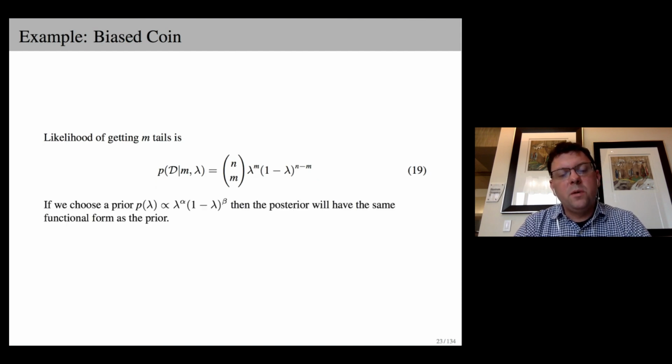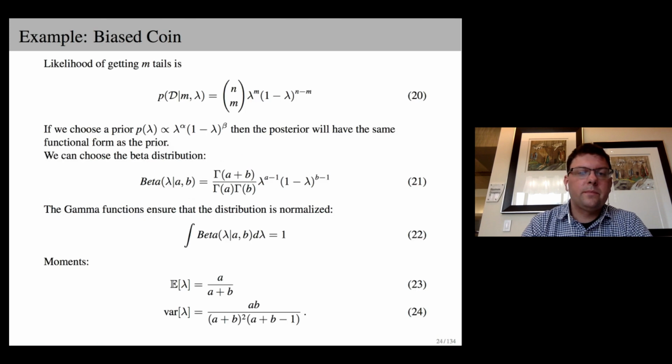Let's think about a Bayesian approach to this problem. If we choose a prior, p of lambda, proportional to lambda to the alpha, 1 minus lambda to the beta, then the posterior, after we multiply the likelihood against the prior, will have the same functional form as the prior. This is called a conjugate prior. A beta distribution has this functional form. The gamma functions here are for normalization. We can analytically compute the moments of the beta distribution.